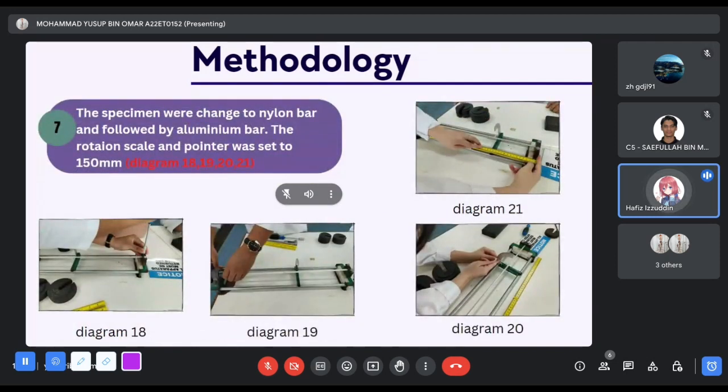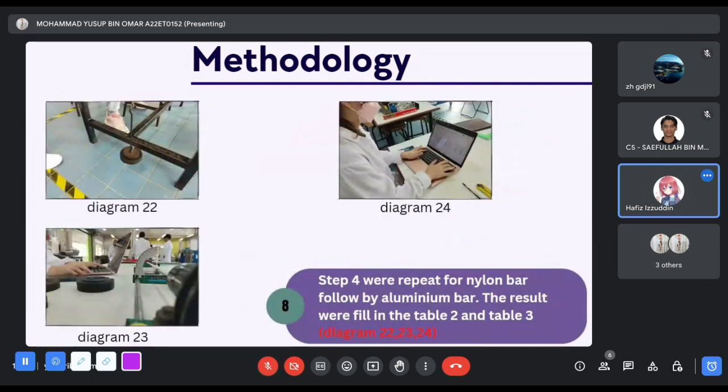The specimen will change to nylon bar and followed by aluminum bar. The rotation scale and pointer are set to 150 mm. And the last step is step 4 will repeat for nylon bar followed by aluminum bar. The results will be filled in table 2 and table 3.